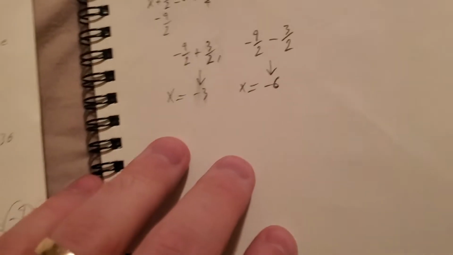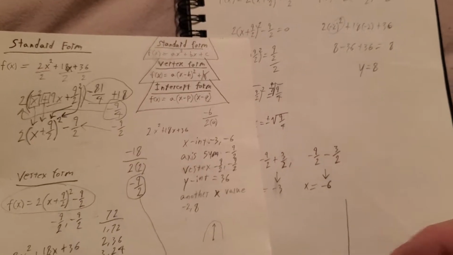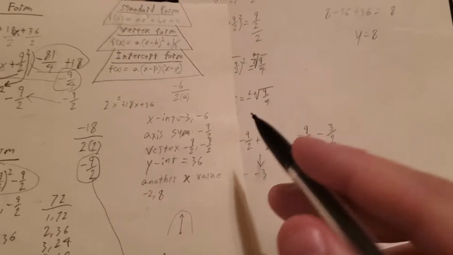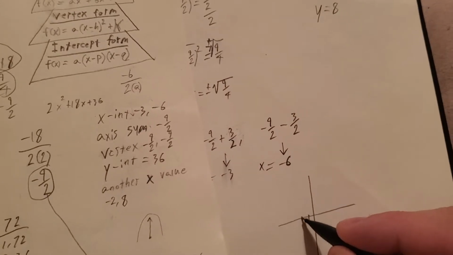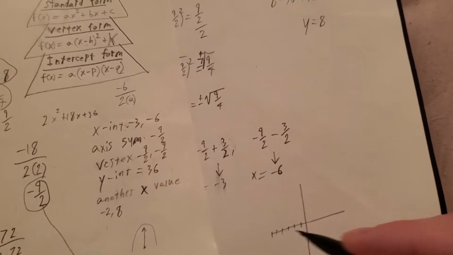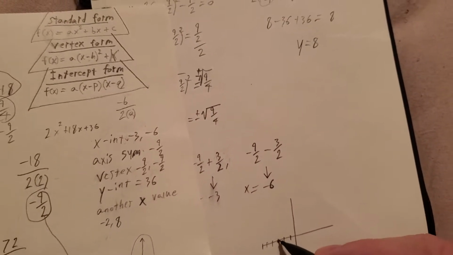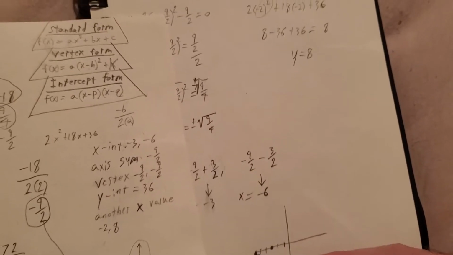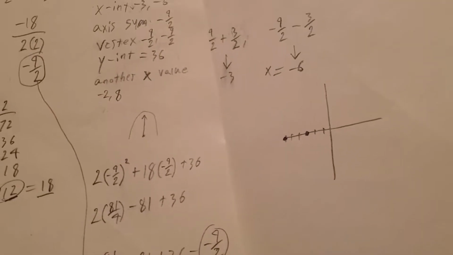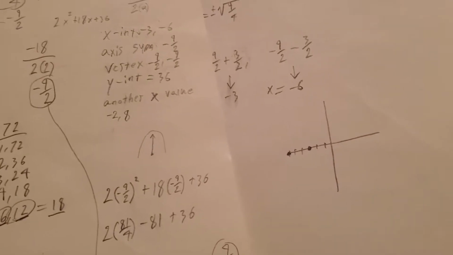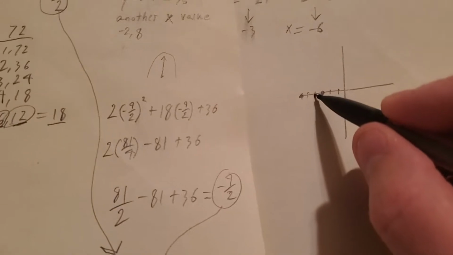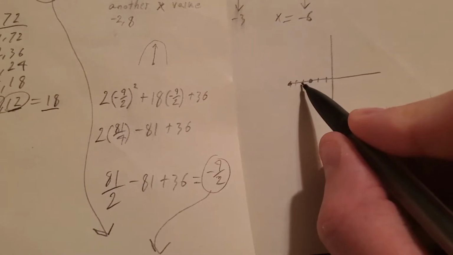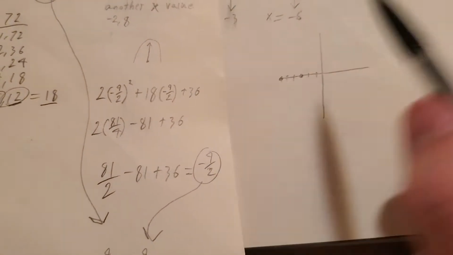If you wanted to, we can go ahead and graph this out. We have a coordinate plane, and the x-intercepts are negative 3 and negative 6. So let's go ahead and count 1, 2, 3, 4, 5, 6 in each direction. There are the x-intercepts. The axis of symmetry is negative 4.5, and that's really what negative 9 over 2 is.